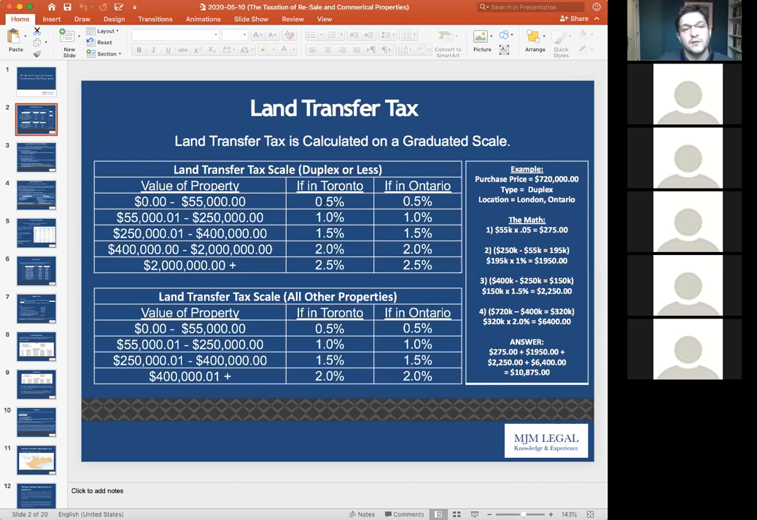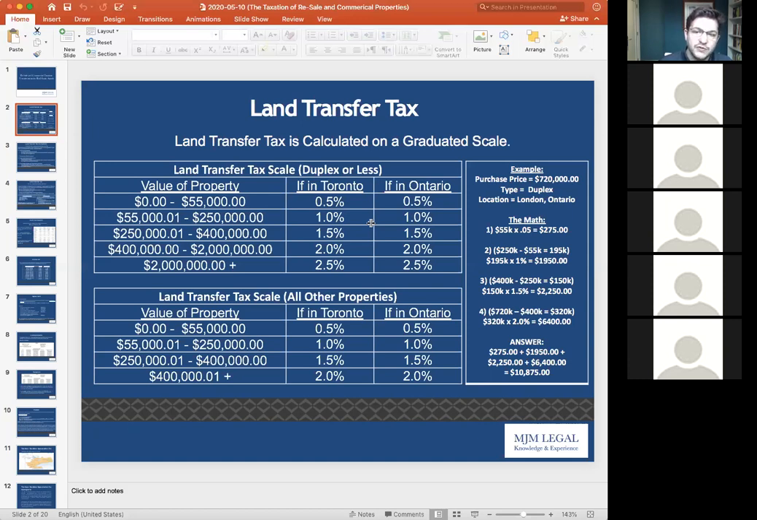And you'll recall this from the numerous OREA courses that you've taken in the past. On the $0 to $55,000, you pay $275. Between $250,000 and $55,000, you pay $1,950. And I'm going very quickly through this simply because I know you guys are all familiar with what a graduated amount is. You may not know or remember what the actual numbers are, but never once when you're trying to calculate land transfer tax are you going to go to this lovely slide that I prepared for you, other than to understand conceptually how this works.